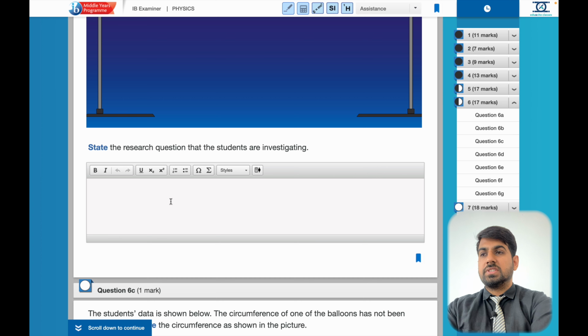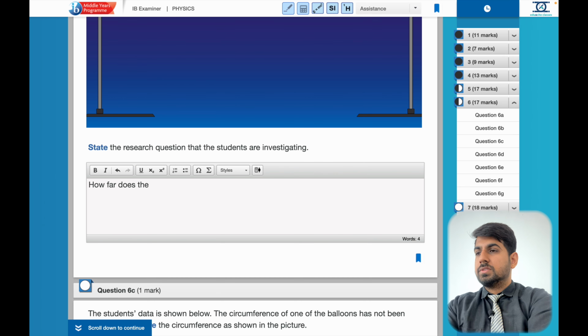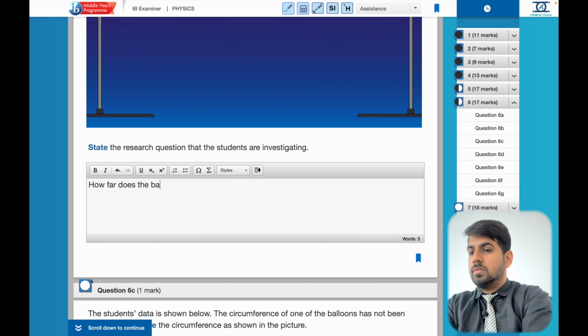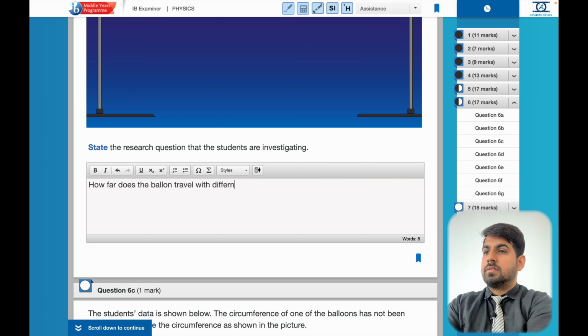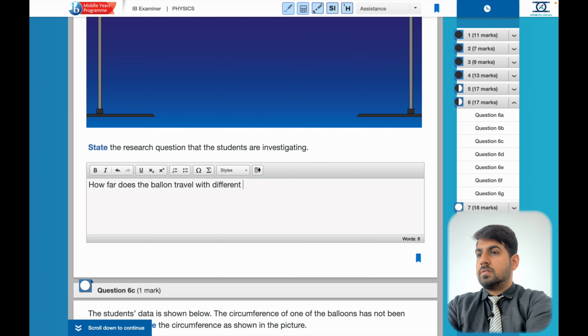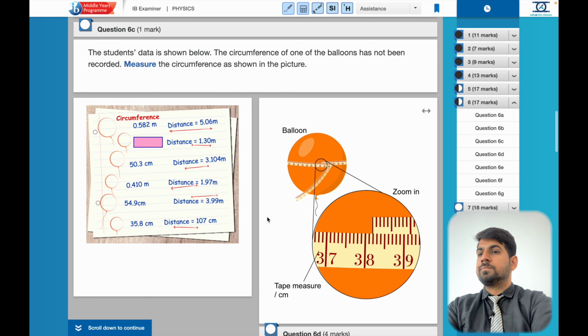So, state a research question that the students are investigating. I can say, how far does the balloon travel with different circumferences, because we cannot directly measure the volume of air. So how far does the balloon travel, or how much is the distance covered by the balloon with different circumferences, or the size of the balloon, you can say. Okay, so this is my research question.